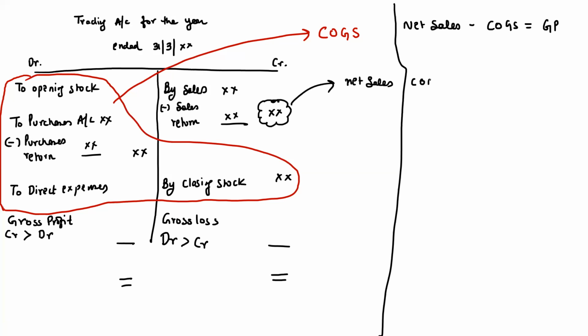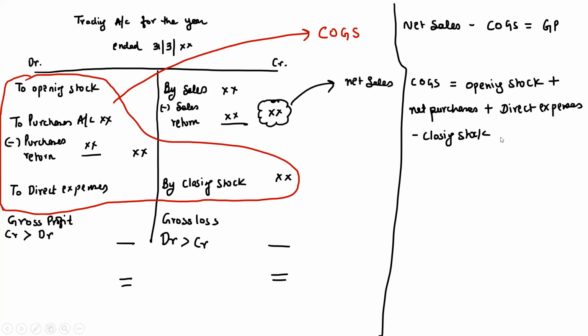And then the second equation which is derived for cost of goods sold is opening stock plus net purchases plus direct expense minus closing stock. किसी को डाउट यहाँ तक? No, sir. Okay.